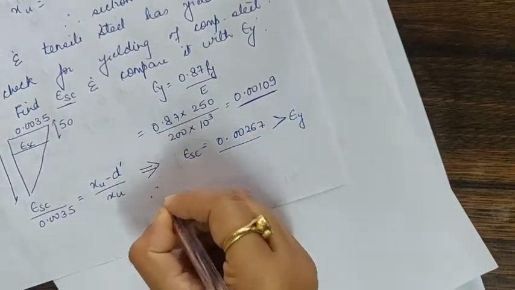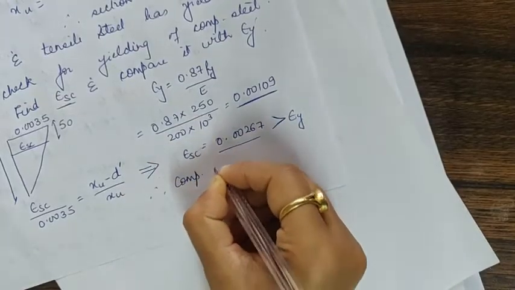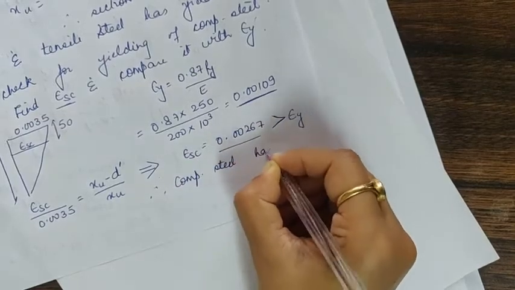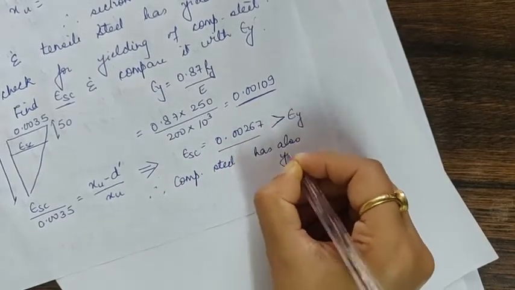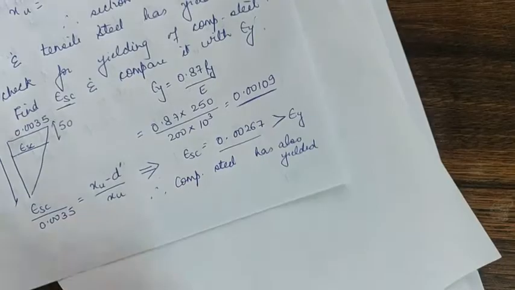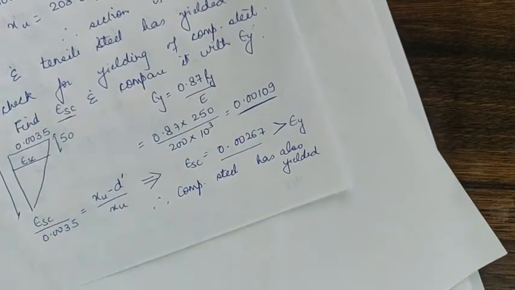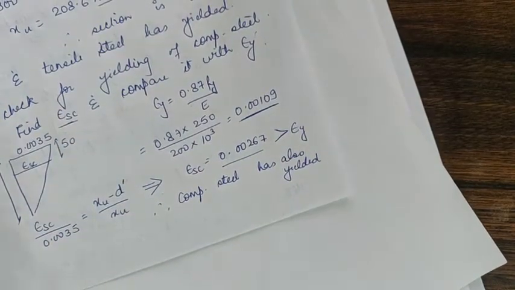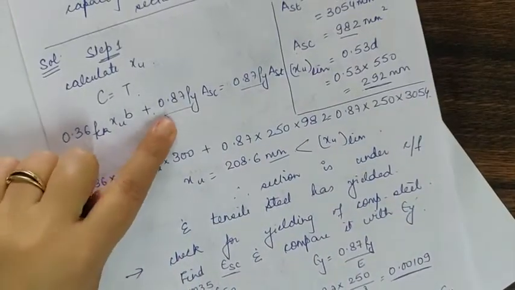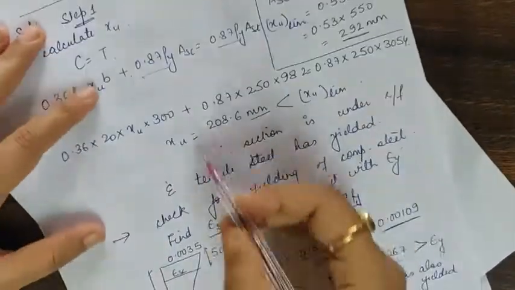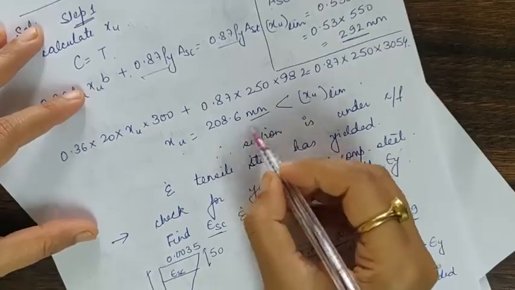So strain is greater than the yield strain. So it means compression steel has also yielded. This is the most simple form in which both tension and compression steel has yielded. Our assumptions are correct on this side. Whatever the value of XU we have calculated is correct.